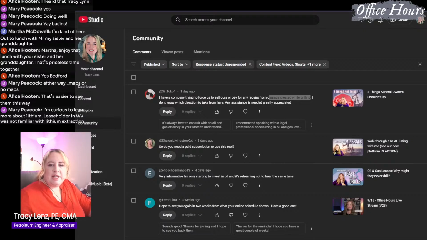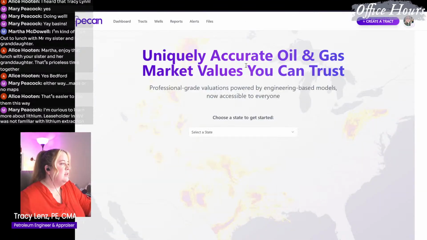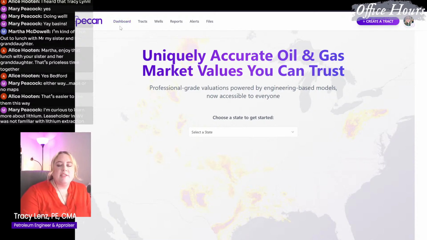Do you need a paid subscription to use this tool? That was on the walkthrough of a real listing, where we used the Pecan estimate tool. That's this tool here, where you can select your state and create a tract. I'm currently in our portfolio. To save your properties and to get the more detailed value of what's going on, and specifically which wells we think you have interest in, that is a paid subscription.